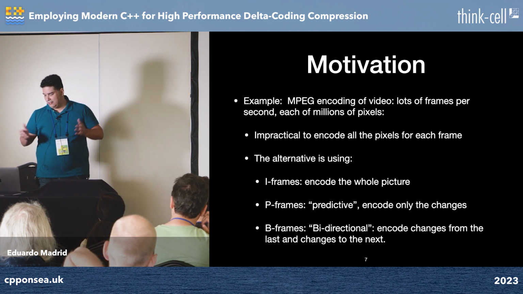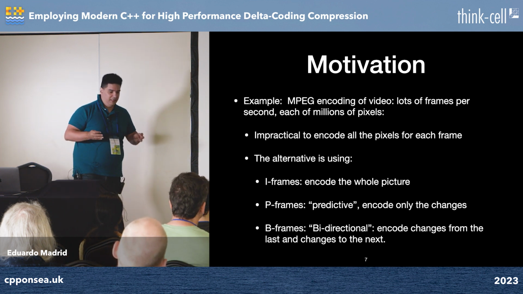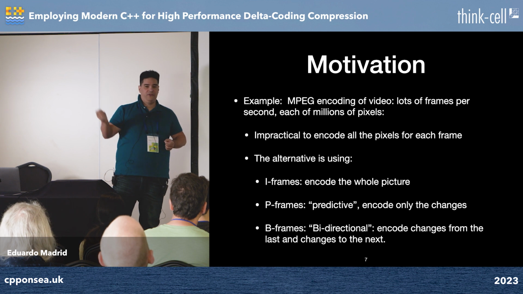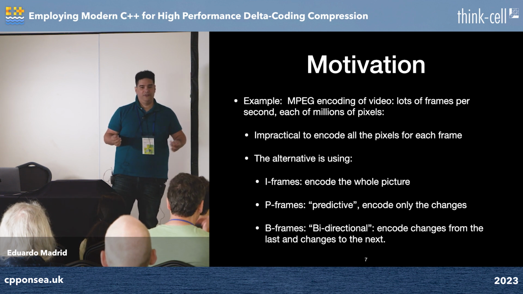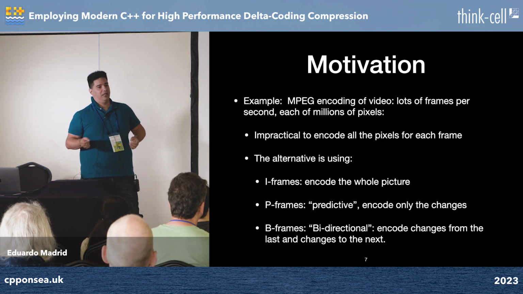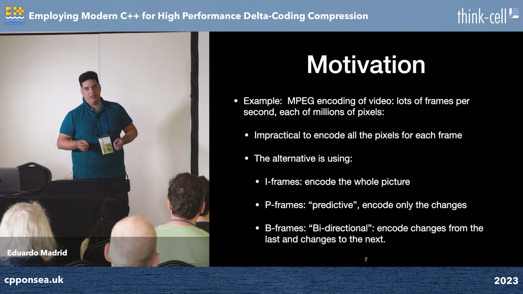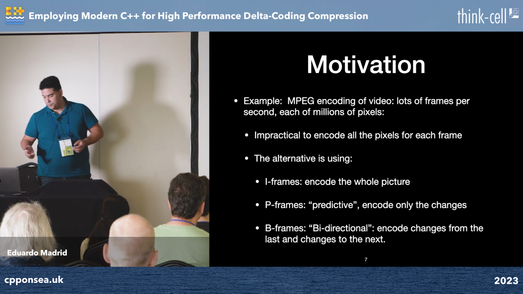The general idea is that it is not practical to encode each single pixel on each frame, because we're talking of millions of pixels on a frame, and we're talking of maybe 25 frames per second, 60 frames per second, so it is impractical.